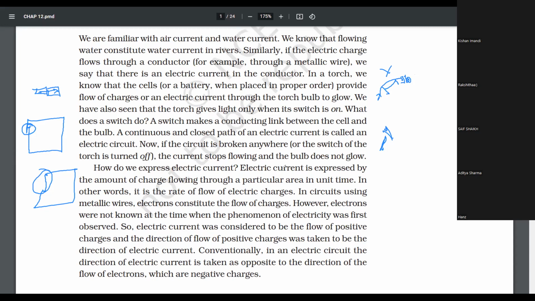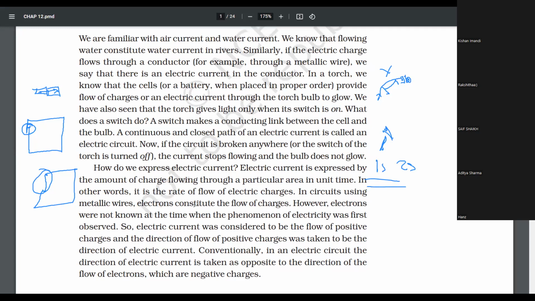Now, what is electric current in mathematical terms? What is the formula for electric current? Well, we already saw that electric current is defined as the amount of charge flowing through a particular area in a certain time, say 1 second or 2 seconds or whatever time interval you take. The amount of electric charge flowing through that place or through that unit area is called electric current. In other words, it is the rate of flow of electric charges.